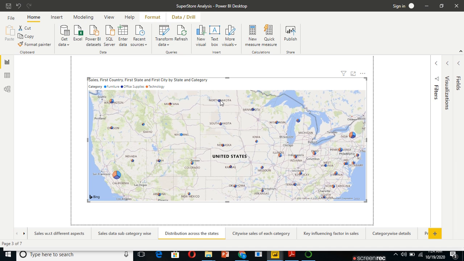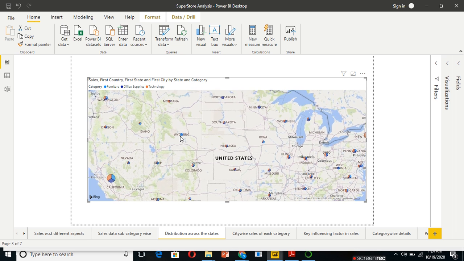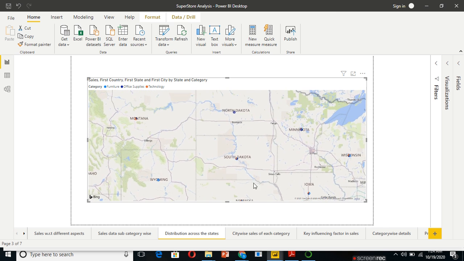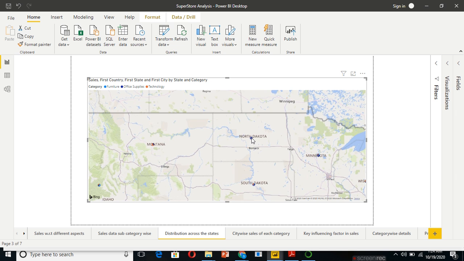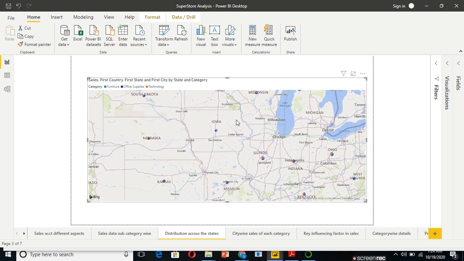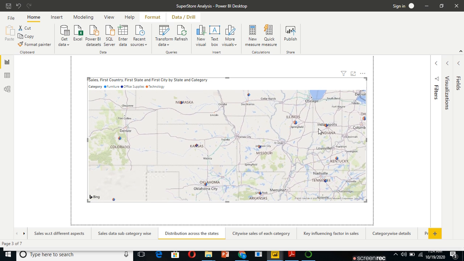The blue is only the furniture, so the other categories are not doing well, right? Here you can see, even though the circles are smaller, the category-wise distribution is almost the same, but in the case of these circles, the other categories are not performing well. So the store can have some analysis on that front as well.